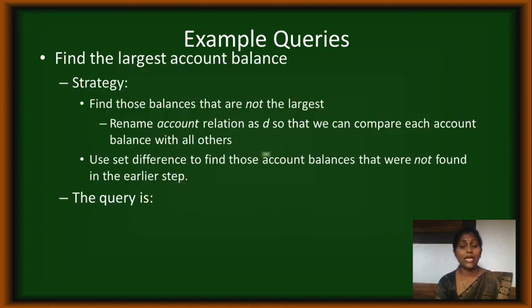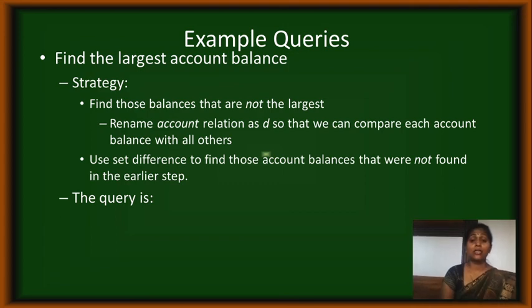Okay, largest account balance. The strategy is to find those balances that are not the largest. Rename the account relation as D so that we can compare each account balance with others. Okay, in a bank you take a balance, but how could you compare with everyone? So what you do, you rename the bank account itself, then you can compare with both. So use a set difference to find those account balances that were not found in the earlier step.